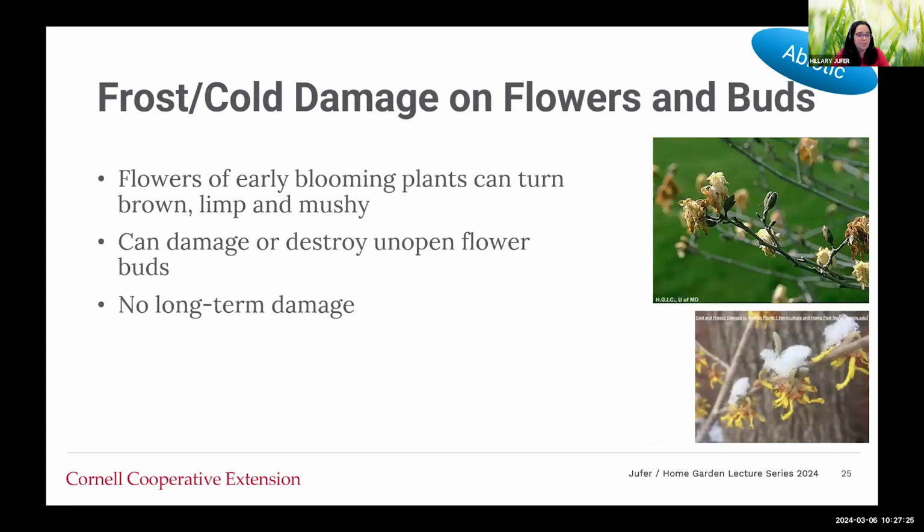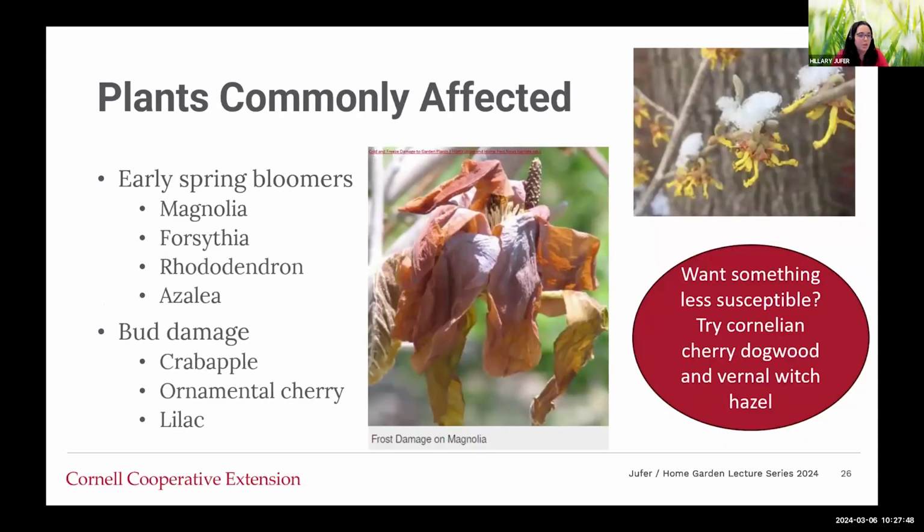So frost damage to flowers and buds. Flowers of early blooming plants can turn brown, limp, and mushy. You can see that right here. They can damage or destroy unopened flower buds, and while it does look unsightly, there's no true damage to the tree happening. So the early bloomers have a problem losing flowers if there's a late season cold snap. So if it gets a cold snap late, you'll see things like this magnolia. Early season bloomers that have these problems are magnolia, forsythia, rhododendron, azalea, which are common to have big problems with this.